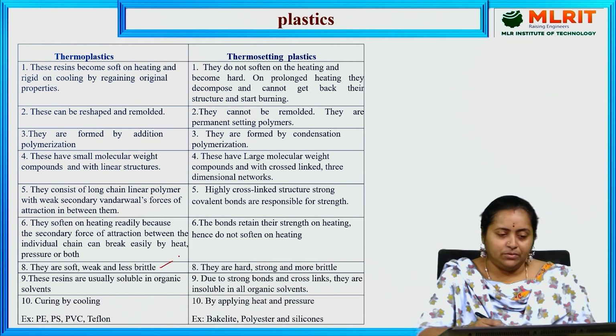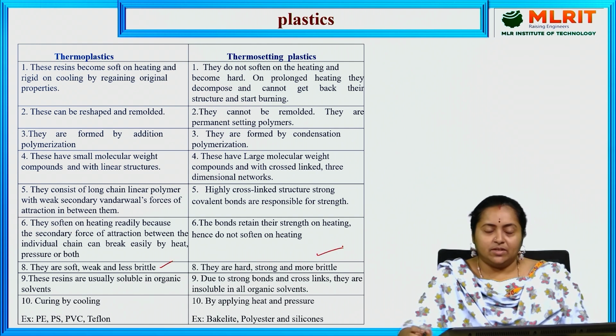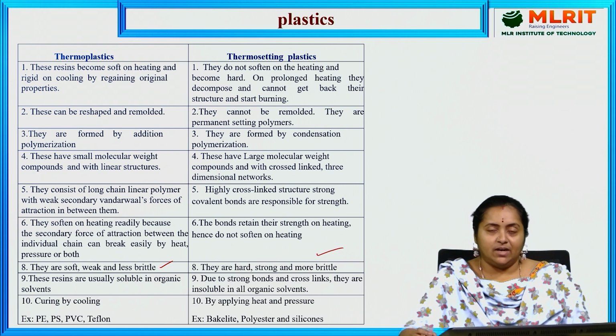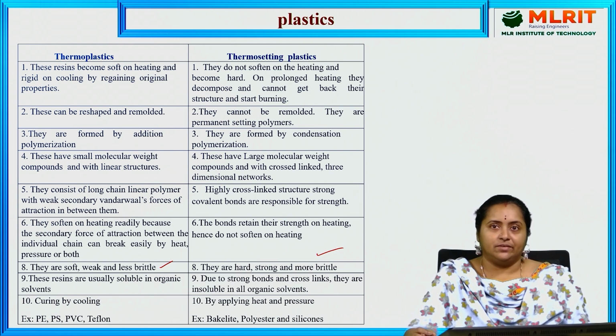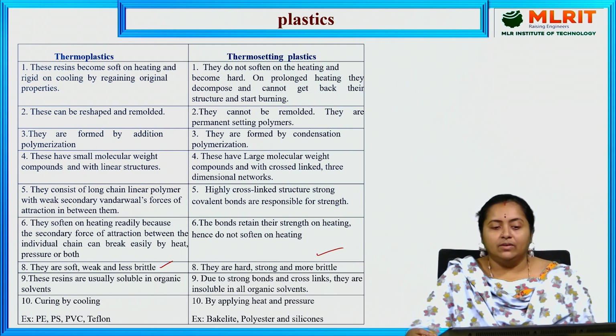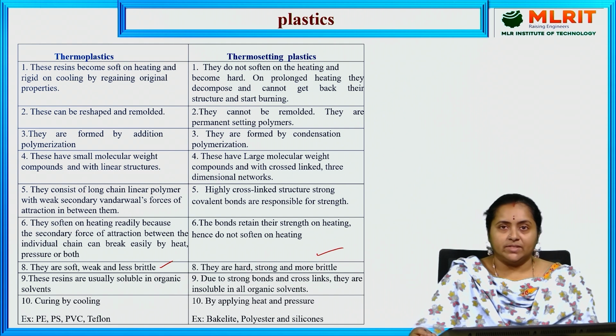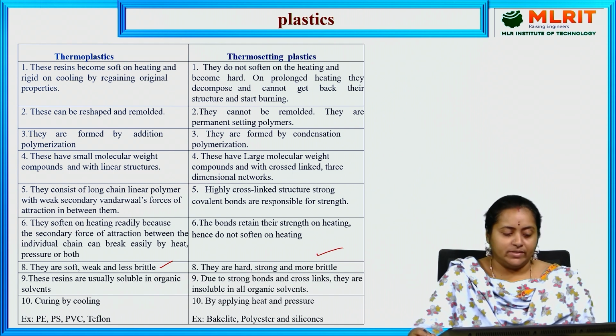And coming to thermosetting plastics, which are more brittle in nature, that means easily broken, and these are very hard, rigid, or we can say tough in nature, and very strong material. Thermosetting plastics are very strong materials.